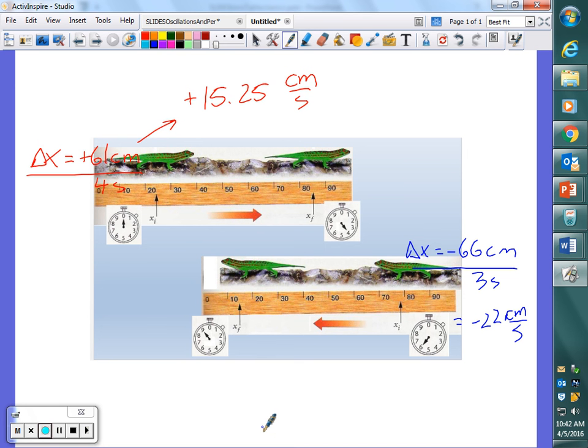Okay? All right, good job today, everybody. We'll pick it up from there tomorrow. We'll start the lab up. We'll save acceleration until next week.